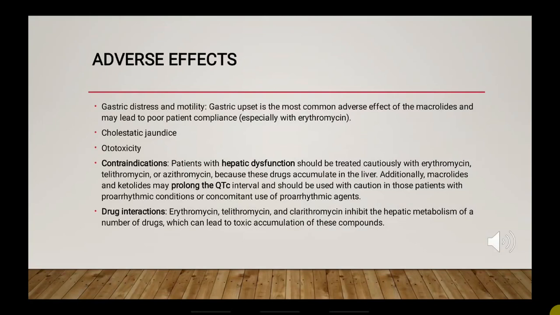Okay, ciprofloxacin. Ciprofloxacin is a second generation fluoroquinolone. You need to know that ciprofloxacin is Cipro, very widely used. It's very effective against gram-negative organisms. Out of all the fluoroquinolones, it has the best activity against Pseudomonas aeruginosa.